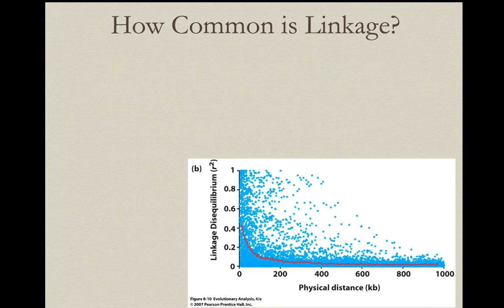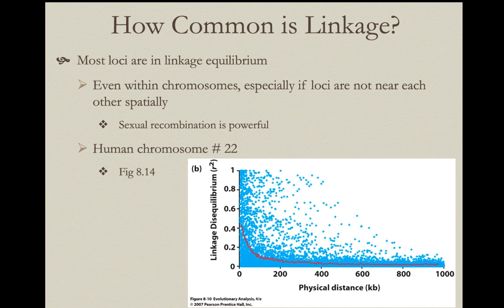So just in general, how common is linkage disequilibrium? Well, it turns out most loci are spaced far enough apart on a chromosome that they can be pretty close to linkage equilibrium, because most loci are going to be on different chromosomes, and independent assortment is going to take care of it. But even within a chromosome, especially if they're not next to each other, we tend to be at a state of linkage equilibrium. And this really just goes to prove the importance of sexual recombination, how powerful it is, and that's going to be the topic of the next lecture.